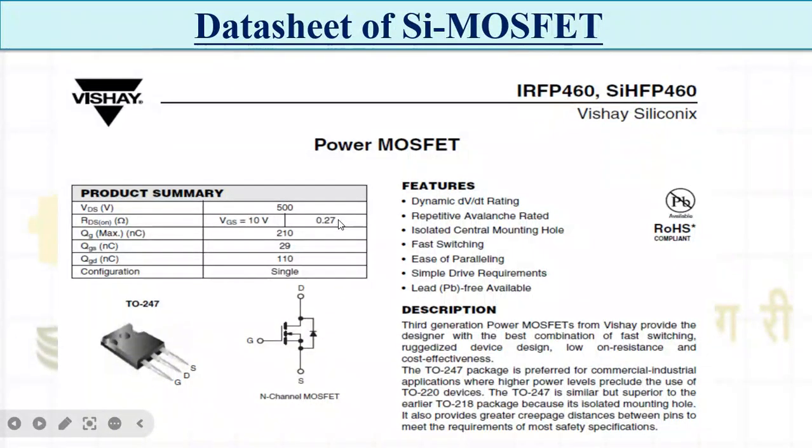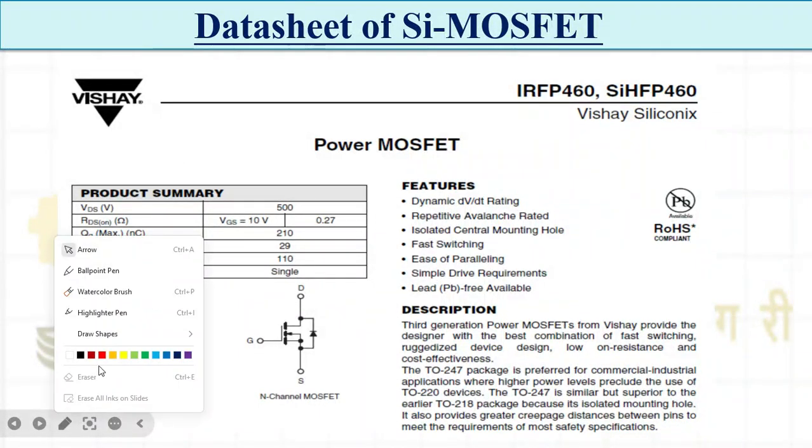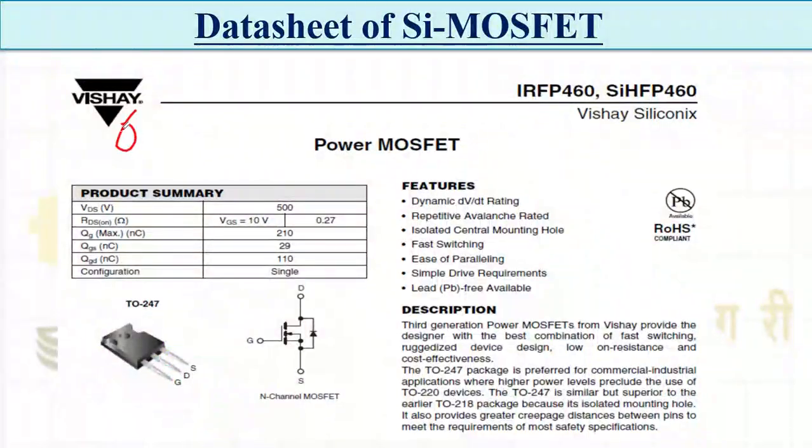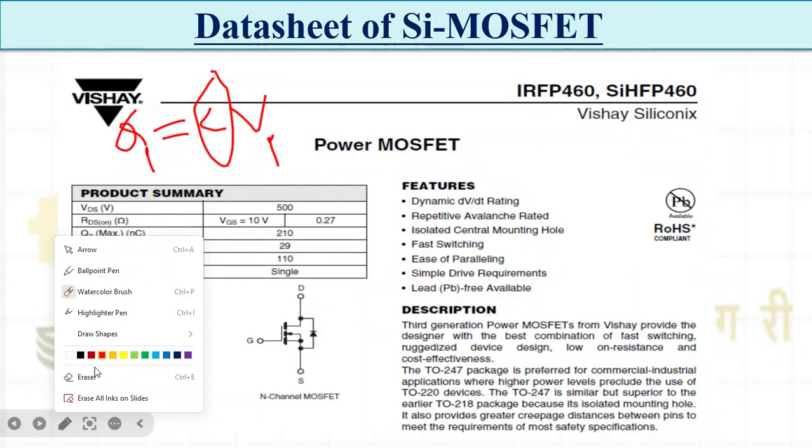What are the gate charges? QG maximum. How are these gate charges related? You know this relation, Q equal to CV. So from this, you have your voltage, how much voltage is required, and you have your charge, so you can easily find out the value of the capacitance. For that they have given this in the data sheet.